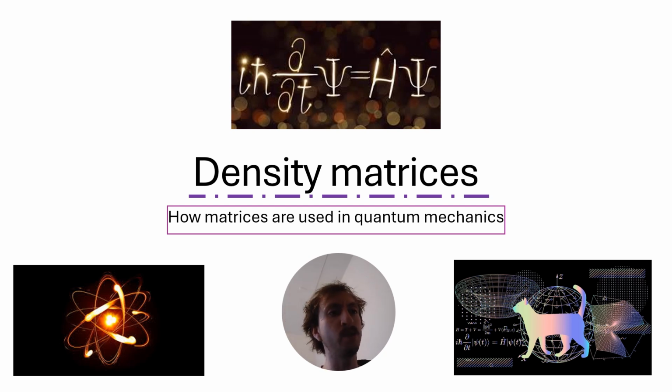Density matrices are one place where matrices appear in quantum mechanics, but it's also worth initially going through other cases where we see matrices in quantum mechanics. So this video would also act to show why matrices are useful, although we will culminate in a discussion of density matrices.